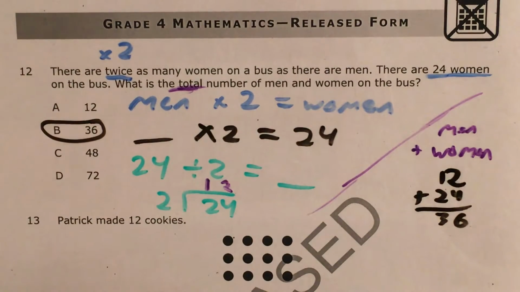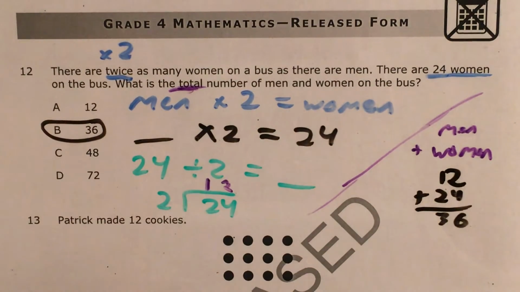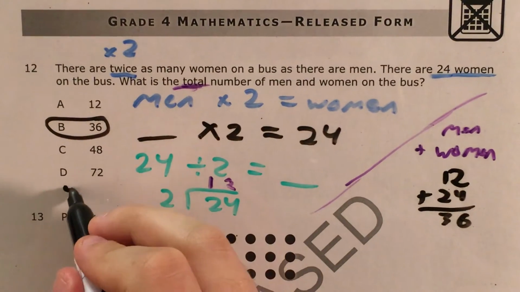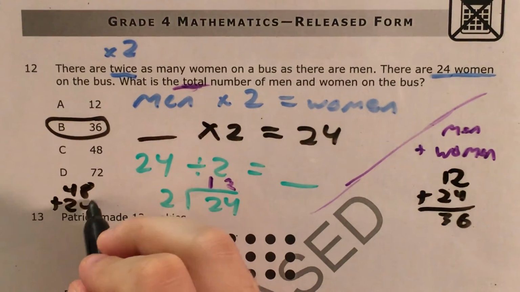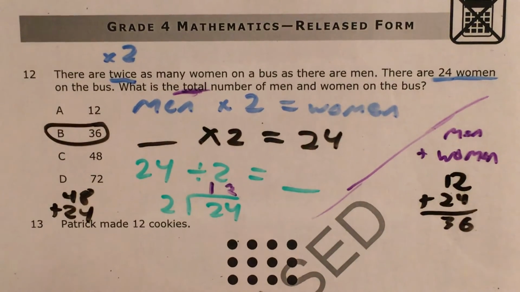Now I do want to go over a trick answer, because what if you went the other way, and what if you thought you had to do 24 times 2? Well, 24 times 2 would have gotten you 48, and you could have thought 48 is my answer, but even if you read the problem again, 48 plus 24 would have actually gotten you 72, which is choice D. So every single one of these answers you could have gotten very easily if you didn't do the problem right, but choice B, 36, is the correct answer to this problem.